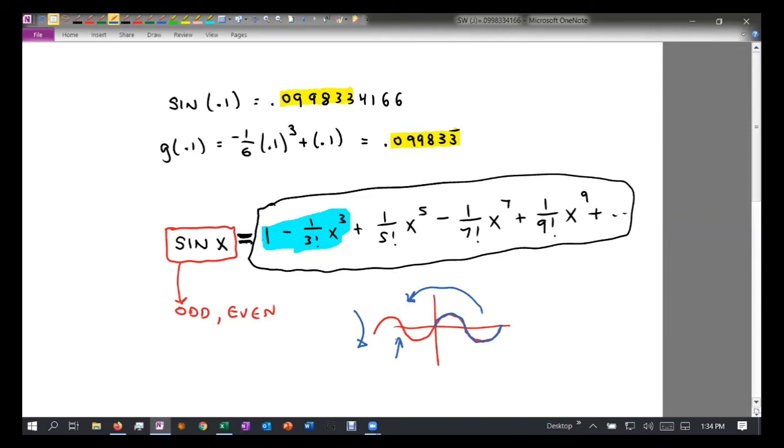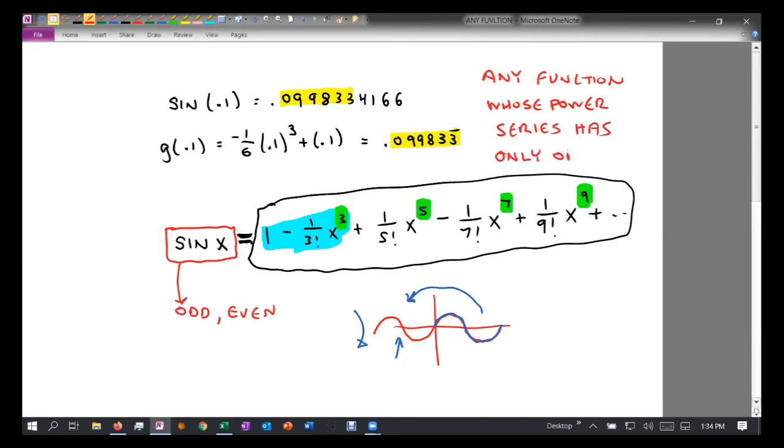But we're now in calculus. And do you see now why it's truly called an odd function? It's the coefficients, right? Look at all the powers. All these powers are odd powers. And any function whose power series has only odd powers would be an odd function.